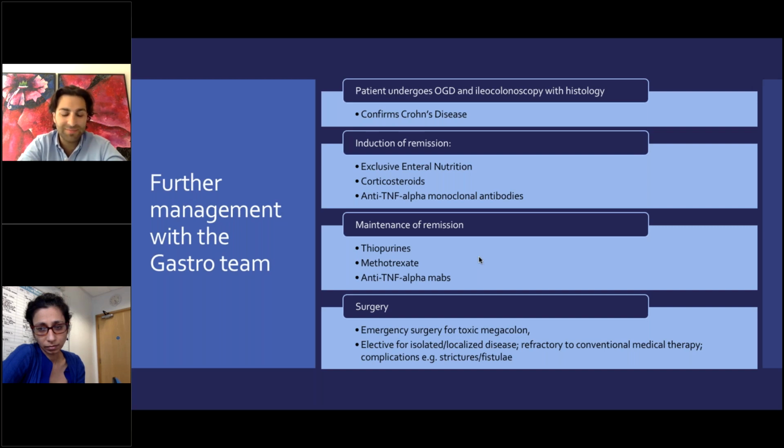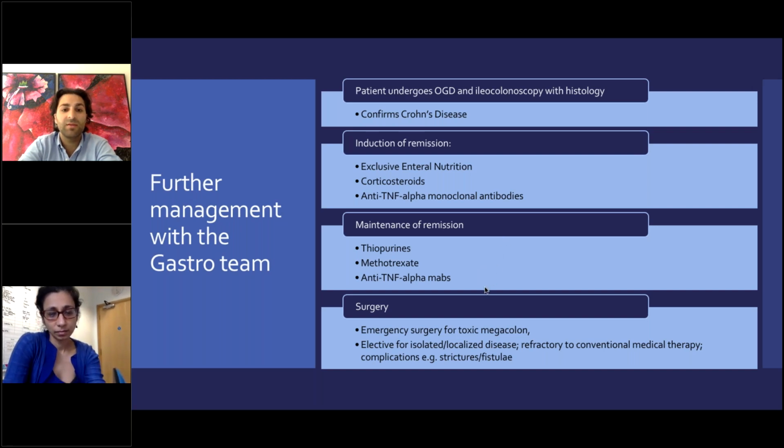It sounds crazy, and it's amazing, and it's got as good success rates in terms of mucosal healing and treating IBD and treating Crohn's as corticosteroids, but with absolutely none of the side effects. Other treatment modalities that can be used to induce remission are corticosteroids, as I mentioned. They come with all the well-known side effects, and anti-TNF alpha monoclonal antibodies like infliximab.